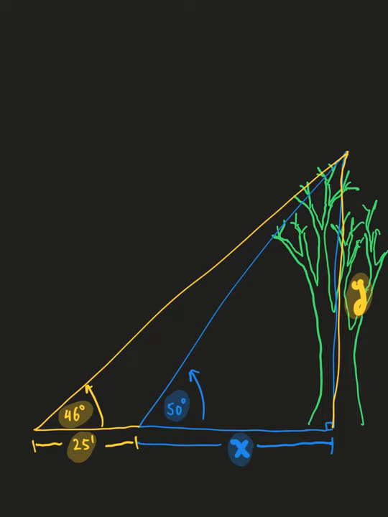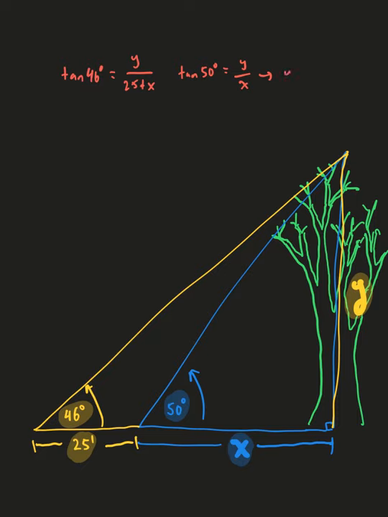And this is enough information then to put it together and find the height of the tree. What we'll use here to figure it out is the tan function. So we can write two equations. We can write that tan of 46 degrees is equal to y over 25 plus x. And then a second equation that we can write is that tan of 50 degrees is equal to y over x.